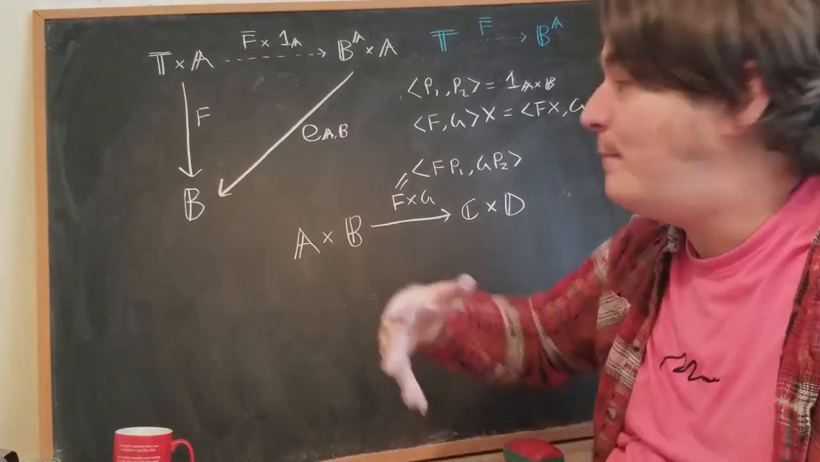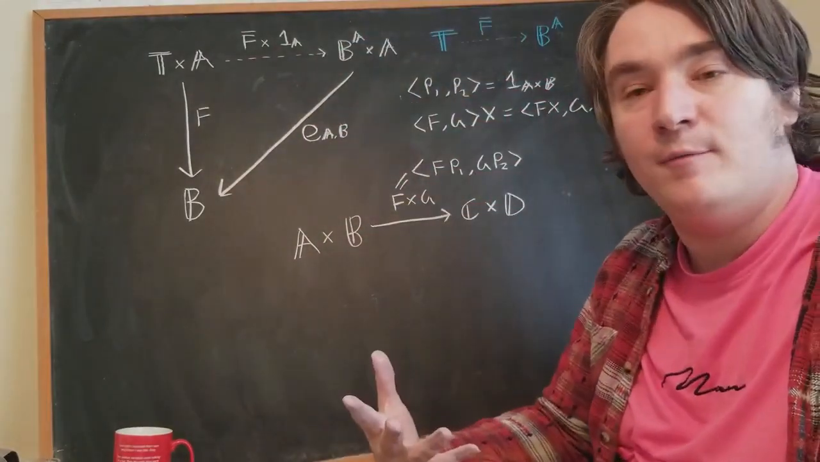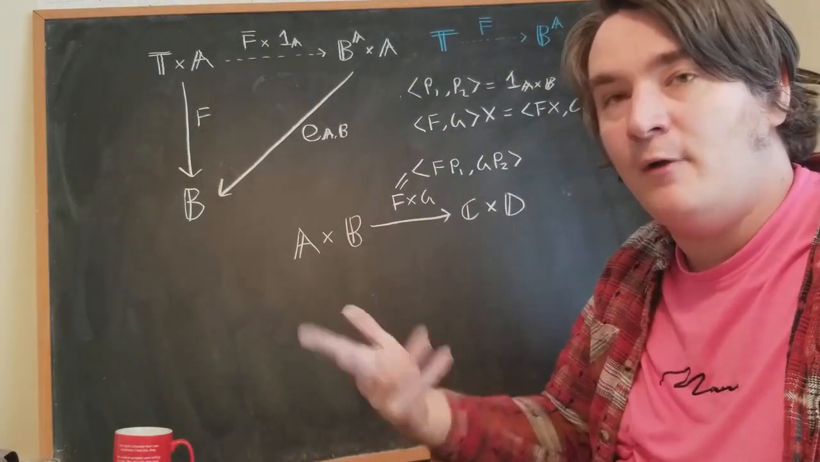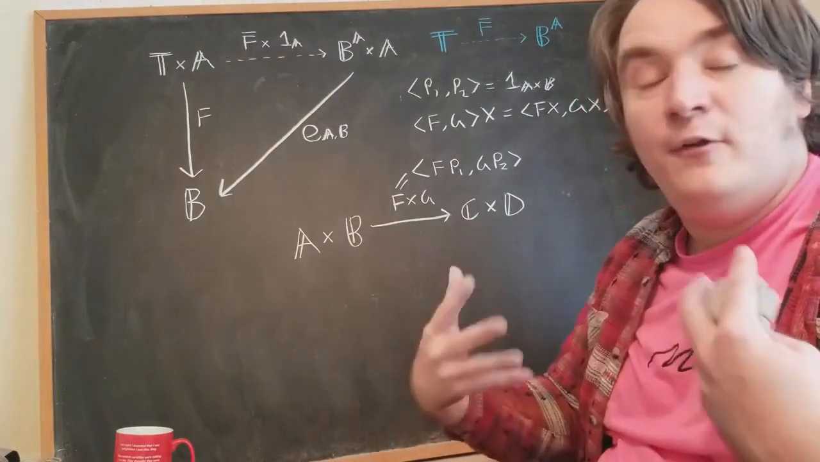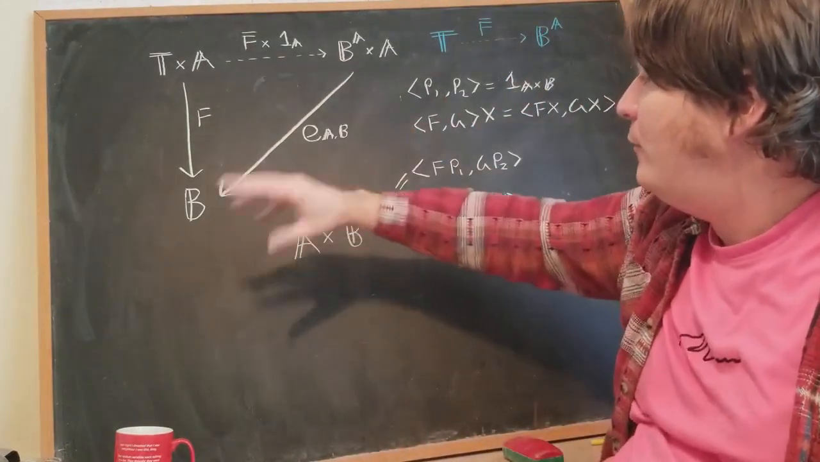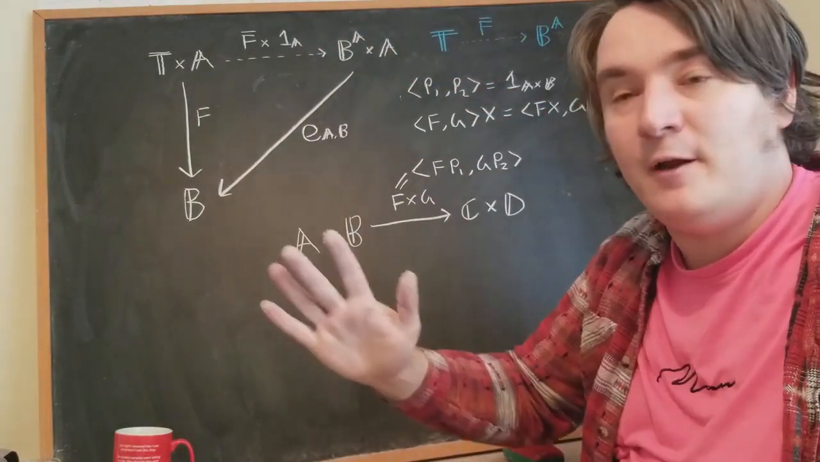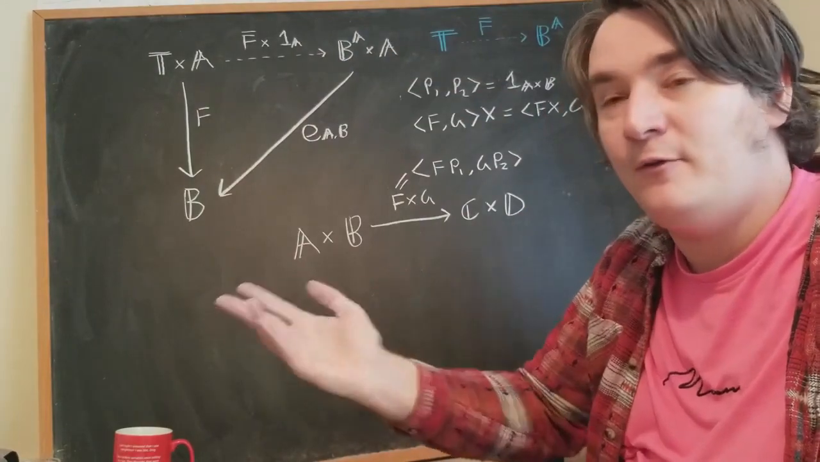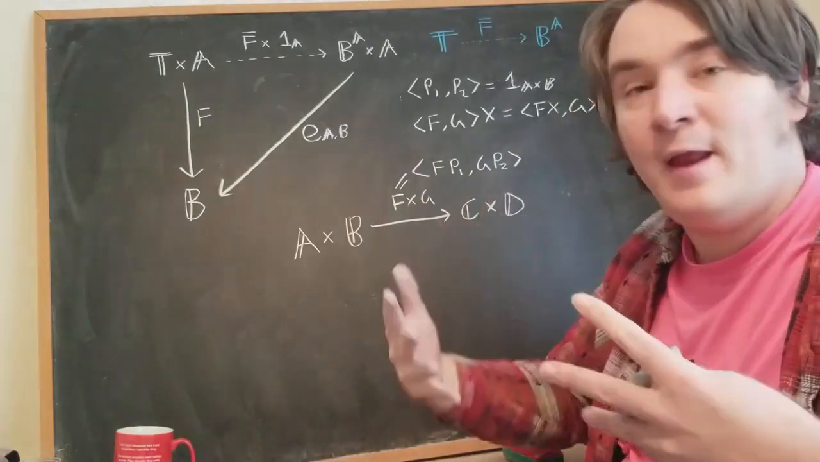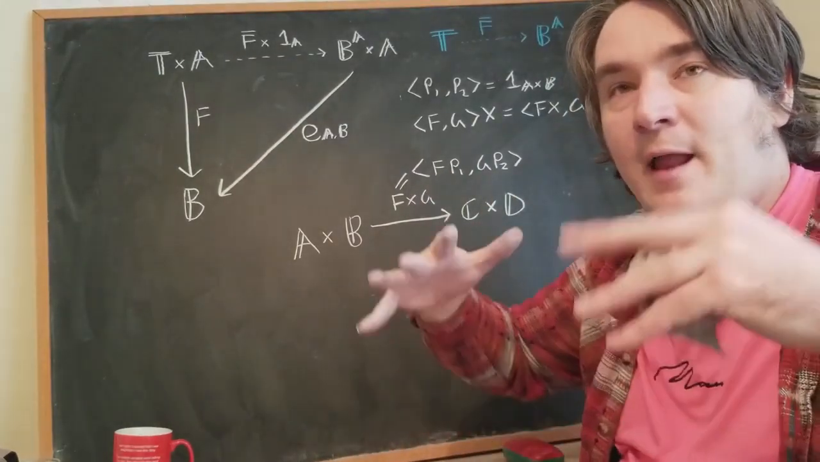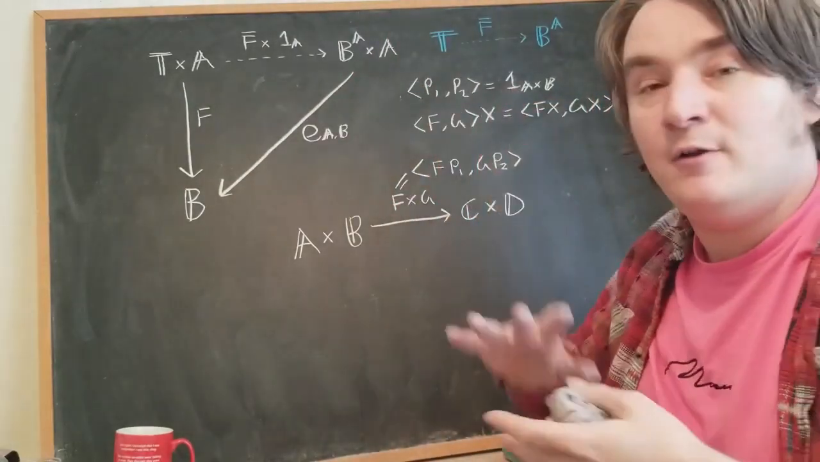So I'm going to start by just running through how these different arrows involving this exponential object are set up, and then I'm going to go through the definition, and then into some intuition about it, and hopefully we're really going to understand a lot more about how to think of category theory from a much higher level using these exponential objects.